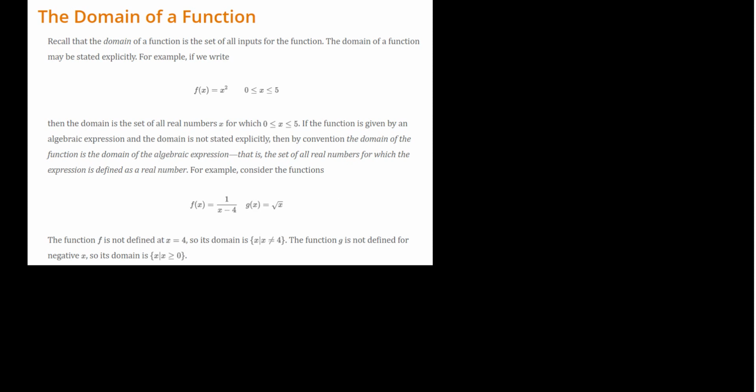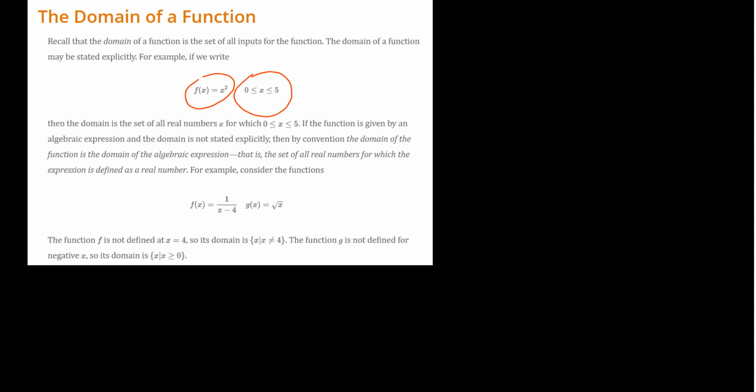Anyways, so recall that the domain of a function is the set of all inputs for the function. The domain of a function may be stated explicitly. For example, if we write f of x is equal to x squared, 0 to 5, this means that the domain is the set of all real numbers x between 0 and 5. The domain tells us what numbers we are allowed to use.